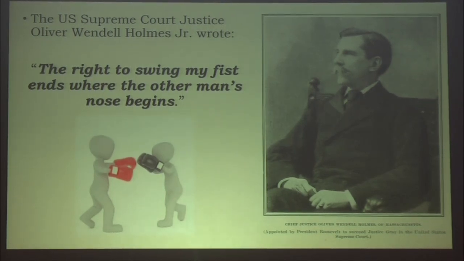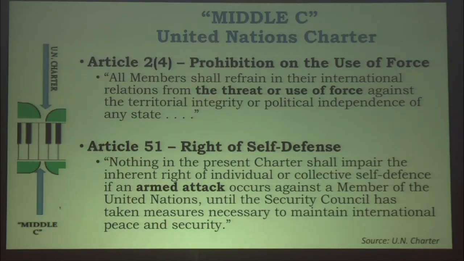So when a state swings its fist in cyberspace and it collides with another state's nose, what does that look like? But more importantly, what legal rights are triggered as a result? And to answer that, we can turn to our first note on the keyboard, middle C. Just as when you're first learning how to play the piano, a beginner's starting position is placing their thumb on middle C, similarly here, when a state is conducting peacetime military operations or combatant operations, their middle C, their starting position, is the UN Charter and customary international law.